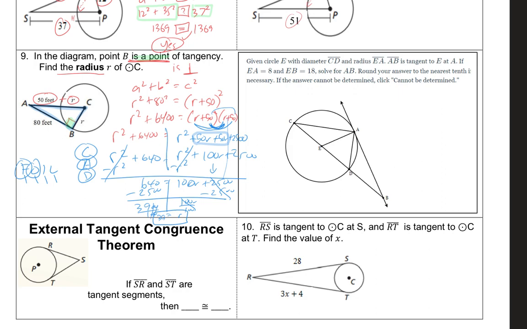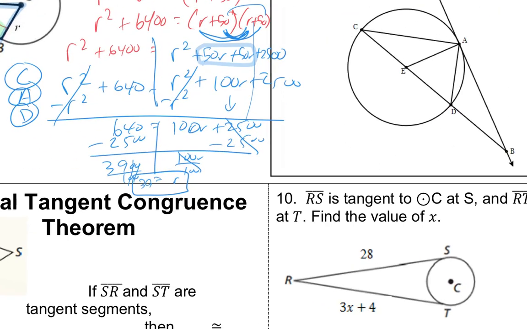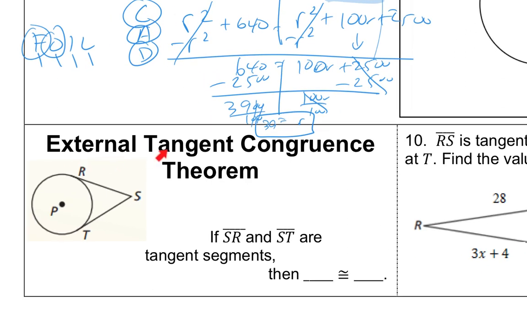And now let's go ahead and look at this last theorem right over here. This is called the external tangent congruence theorem. If this is our circle right over here, external means on the outside. So if we have this and it's a tangent, and this is a tangent, if both of those are tangents, then we know that one is congruent to the other. So RS would be congruent with TS.